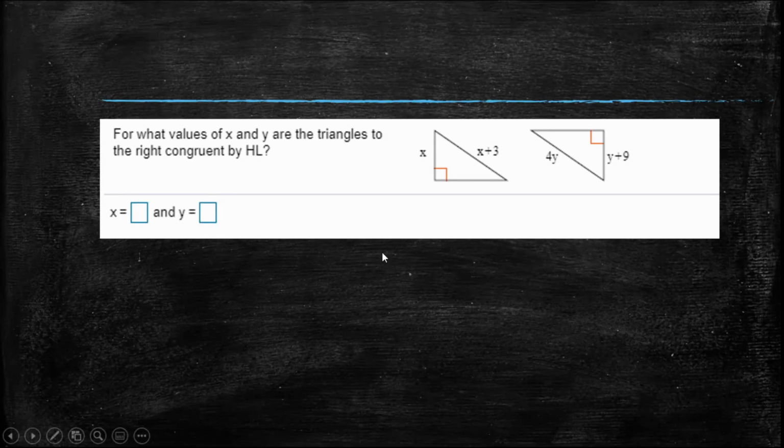All right. So this is going to be a fun one for us. I'm going to solve for one of the variables. I'm going to ask you to solve for the other. The way I'm going to do this is, for this to be possible to be solved by hypotenuse leg, I need my corresponding parts to be congruent. So x is a leg, right, because it's not on the hypotenuse, and y plus 9 is a leg because it's not on the hypotenuse. This is the hypotenuse, and this is the hypotenuse.